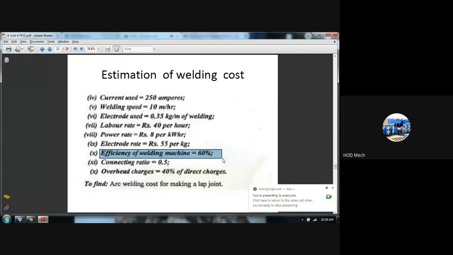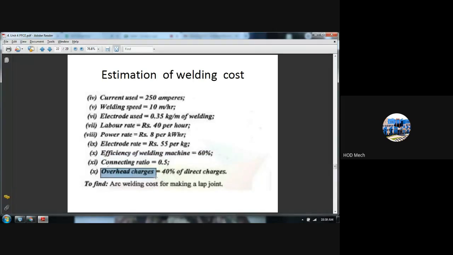So if efficiency is not given, you don't need to worry. You write the statement that assuming efficiency of the welding machine is 65% or 60% or 70%, right? And for overhead charges, the other second parameter, if overhead charges are not given, then you can assume the value between 35 to 45%. I am talking about welding. So 35 to 45%. If the problem states a certain percentage, no issues. But if it is not given, then don't panic.